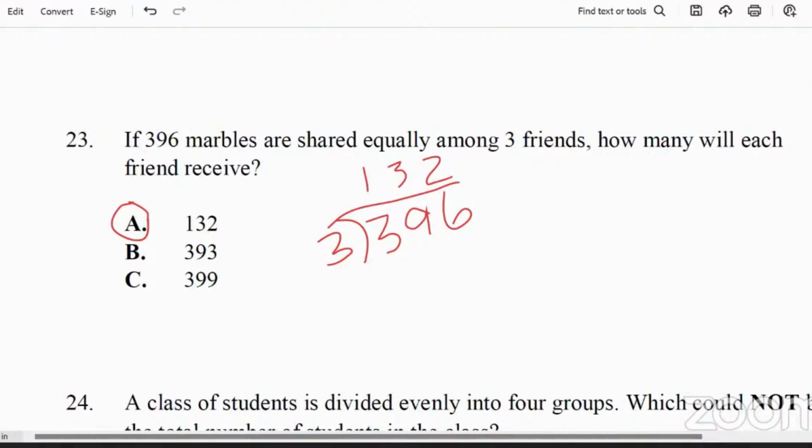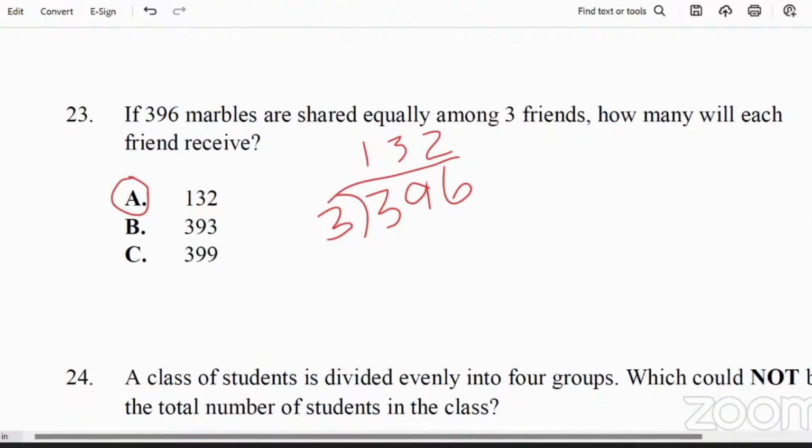But again, common sense, guys. Remember that thing named common sense is also very good to use and to have, right? So you have 396 marbles, and you're going to divide it up by 3 friends. There's no way each friend is going to get 300 and something. So, of course, B and C could not possibly be the answer. You didn't even have to work this out. There's absolutely no way.